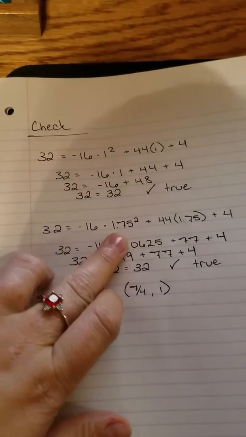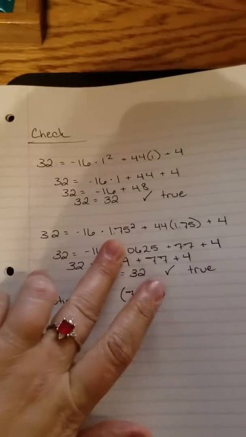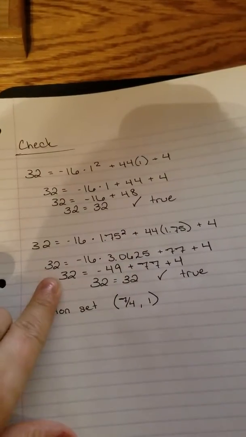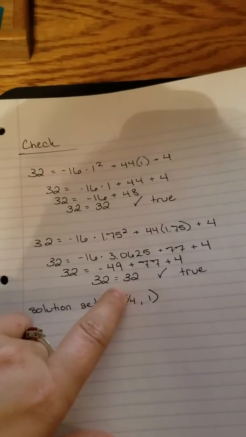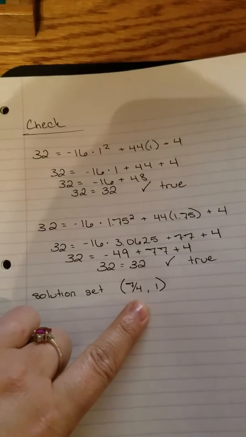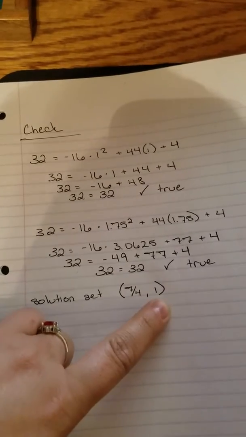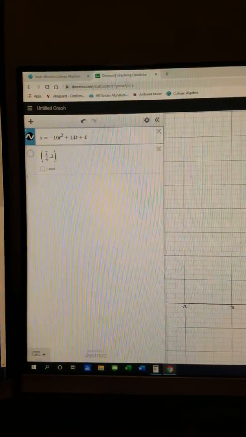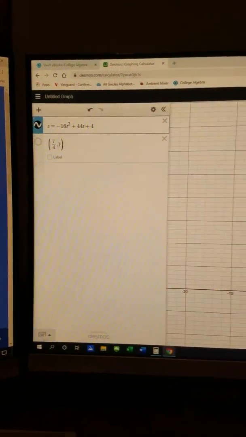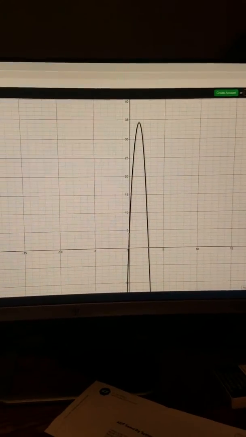And then I also did it with 1.75 or 7/4, so it was just a little easier to do it that way. As you go down through the math, you do get 32 equals 32, so it's true as well. So the solution set ends up being 7/4 and 1. So I tried that on Desmos. I plugged in my equation and then my solution set, and it gave me the parabola.